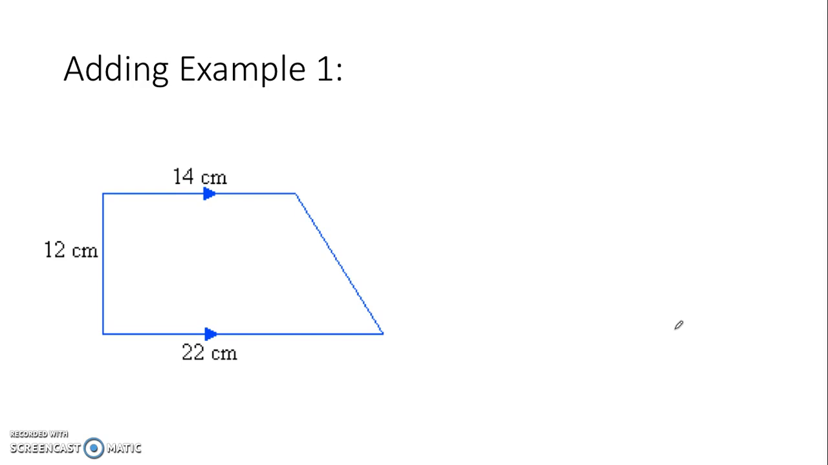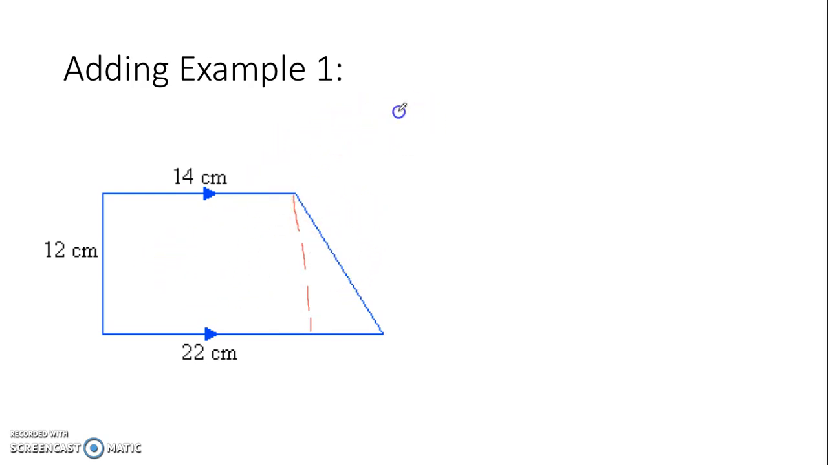Alright, so here we have a composite figure. There's no special formula that we can come up with to figure out the area of this shape. So what we're going to do is cut the figure up into easier shapes that we know the formula to so we can figure this out. I see right here what looks like I could cut this to make a triangle. So let's make this into a triangle. And look, we have a rectangle and a triangle.